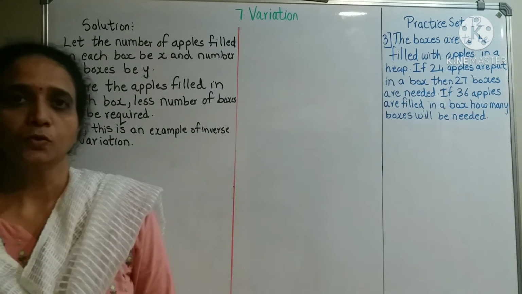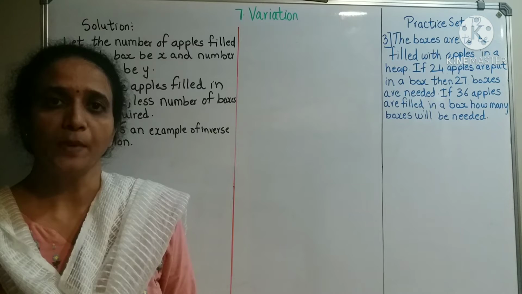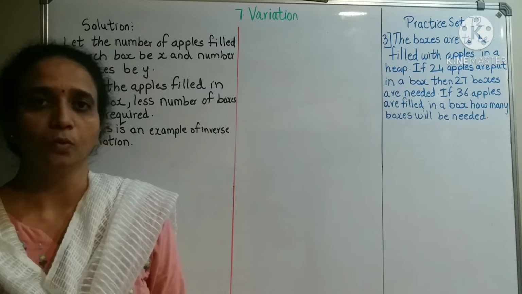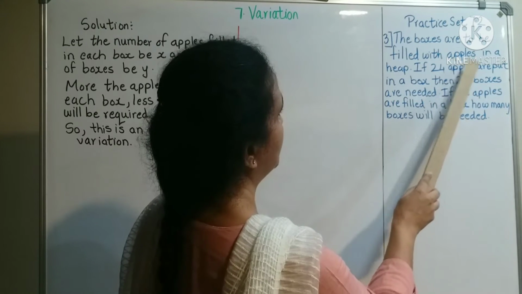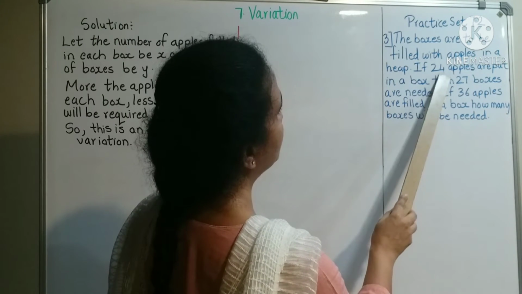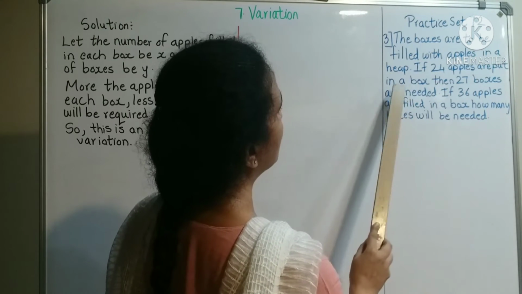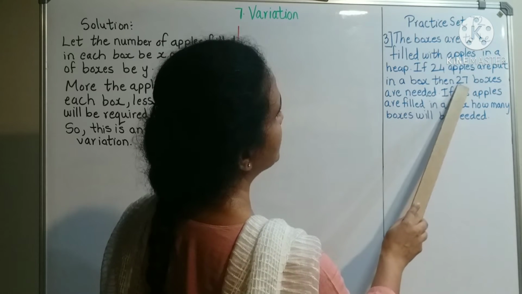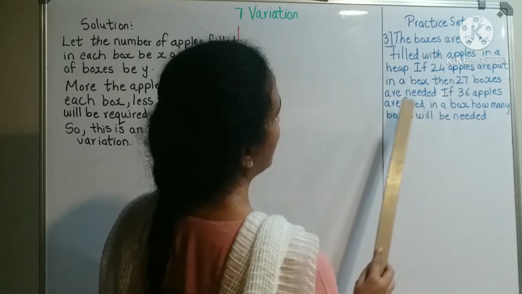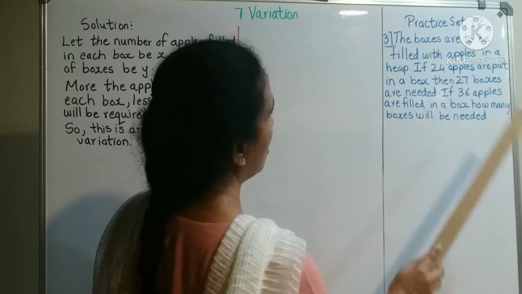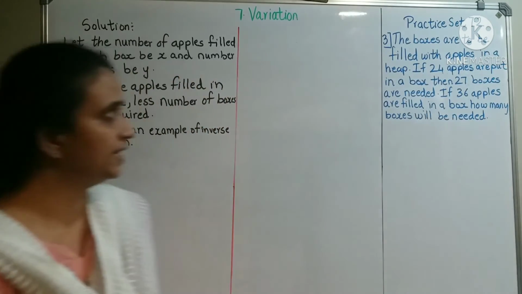Now we are going to solve question number 3 from practice set 7.2. The boxes are to be filled with apples in a heap. If 24 apples are put in a box, then 27 boxes are needed. If 36 apples are filled in a box, how many boxes will be needed?